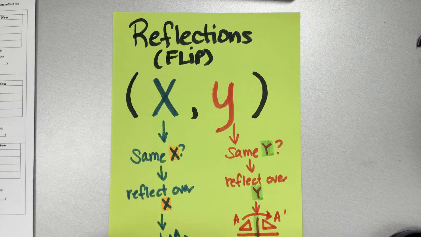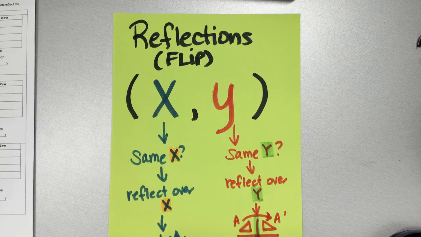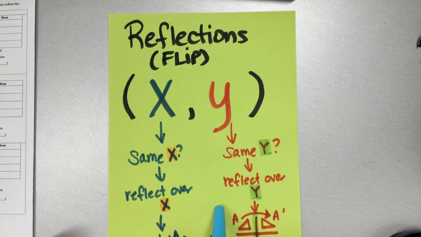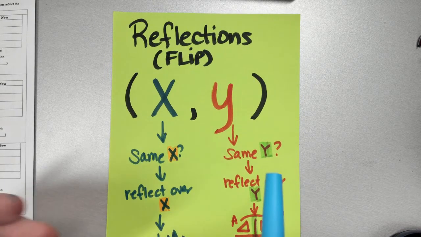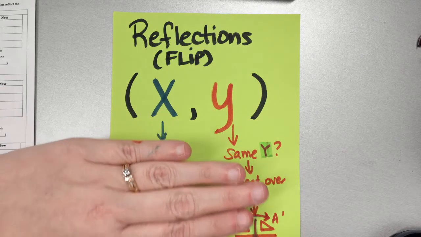So we have 4 transformations that we're going to learn about in 8th grade. We're going to learn about translations, reflections, rotations, and dilations. This video is about reflections. And a reflection is when I take a shape and I flip it over one of the axes.